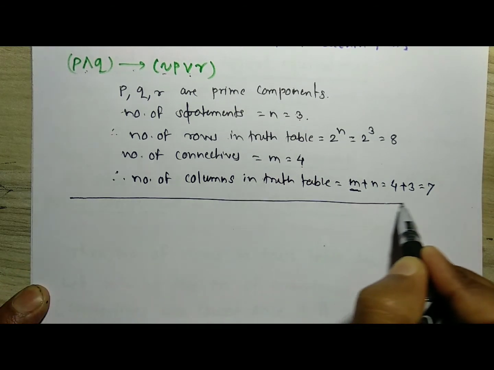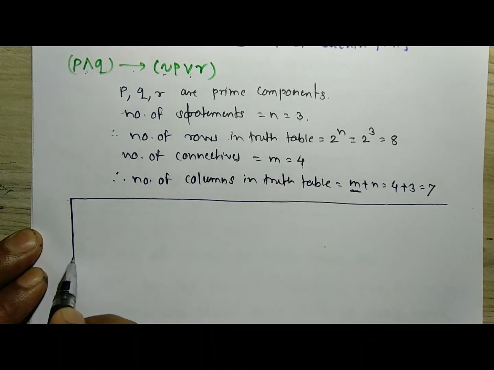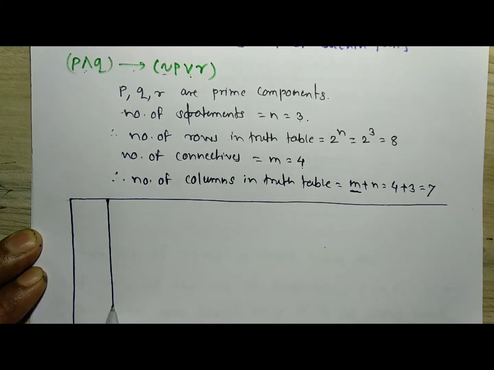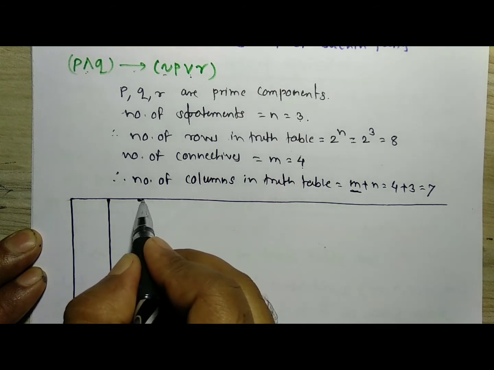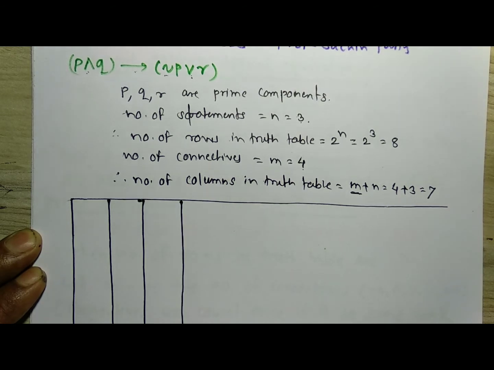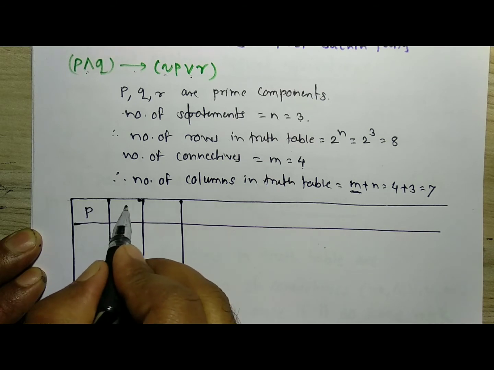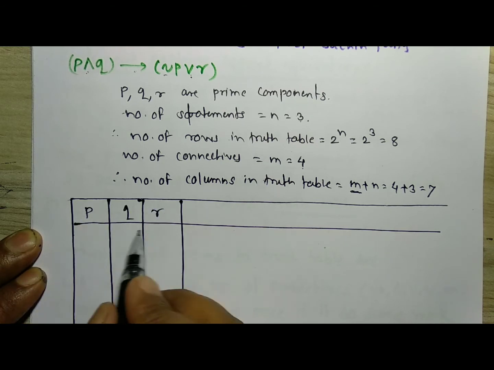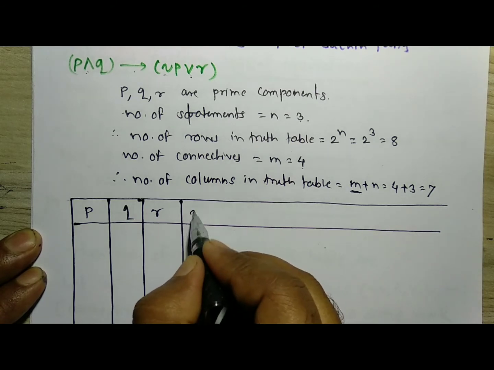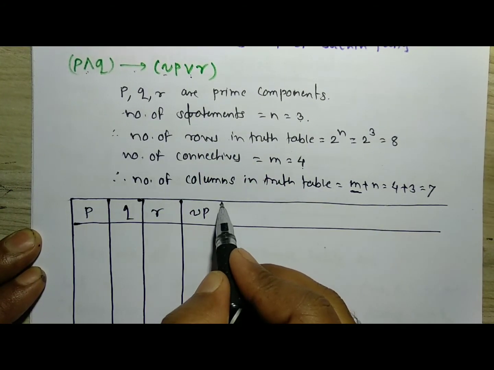First of all, we have to draw the truth table. Inside this, the first 3 columns are related to the prime components, that means P, Q and R. If any statement has a negation, then it is taken as the 4th column. That means negation of P inside our statement pattern, negation of P is here.